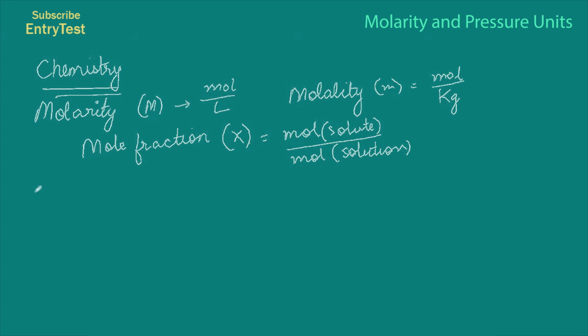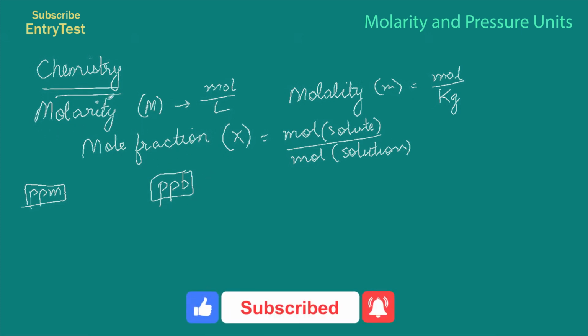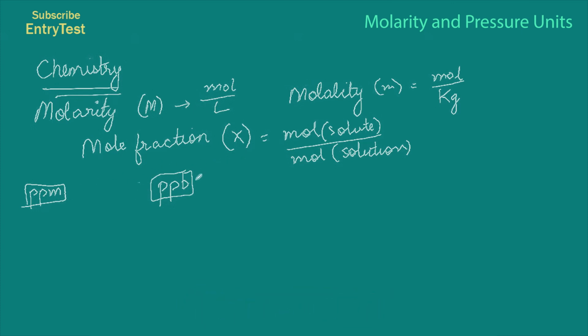And then there are two very commonly used concentration measures. One is ppm, which is parts per million. It's a ratio, so it does not have any units. And the other one is parts per billion, so that is ppb. Again, it's a ratio, so it does not have any units. So these five, molarity, molality, mole fraction, ppm, and ppb, are the five different ways in which you can measure concentration. And then the second part of this video is about how we measure pressure.